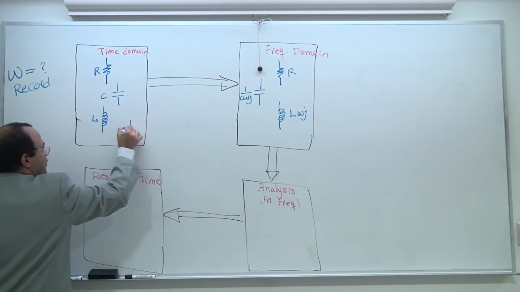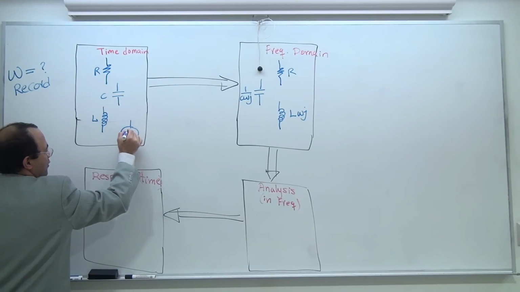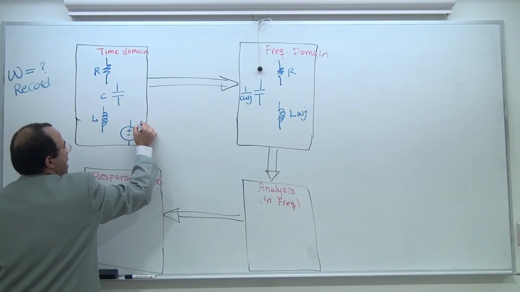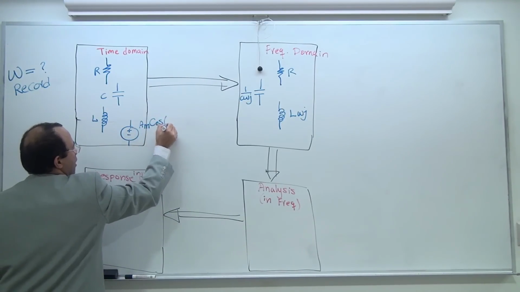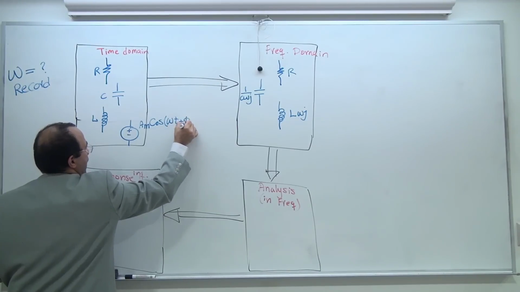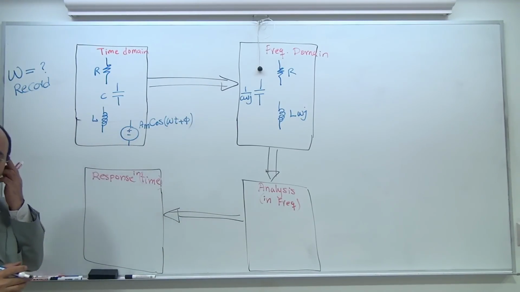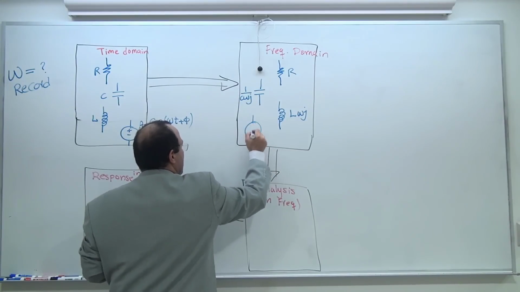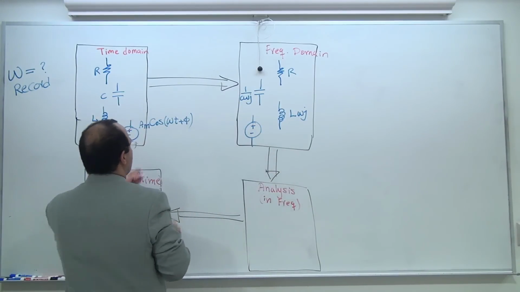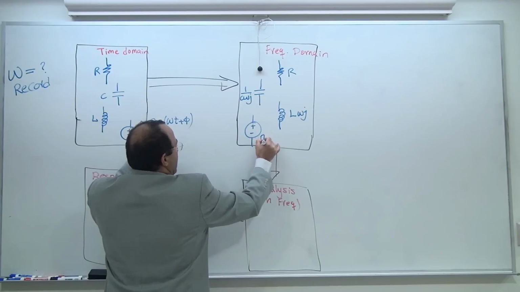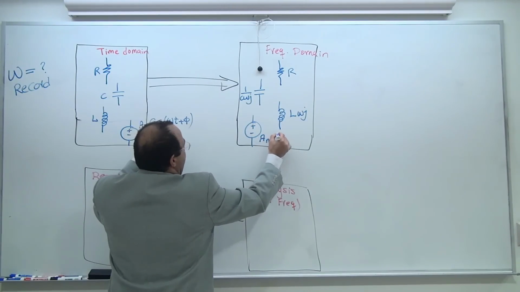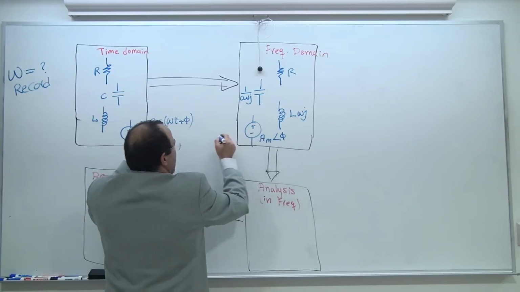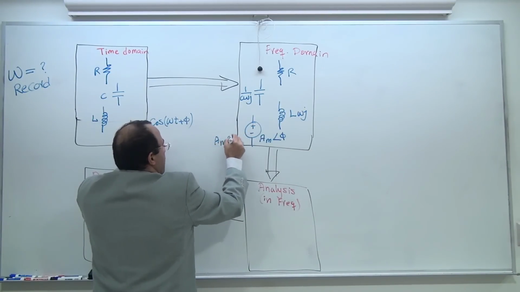If you have a voltage source or a current source, say this is going to be A_M cosine, I'm just saying, omega t plus phi. If you have it like this, you can replace it by a voltage source or a current source in the frequency domain in the following way. A_M angle phi. Or you can say it's A_M e to the power of j phi.